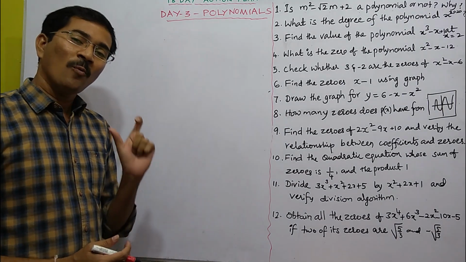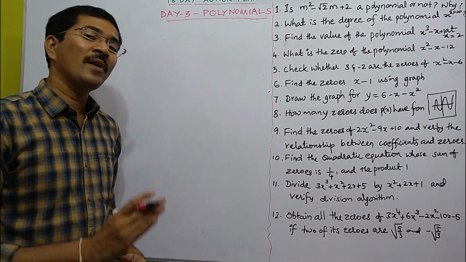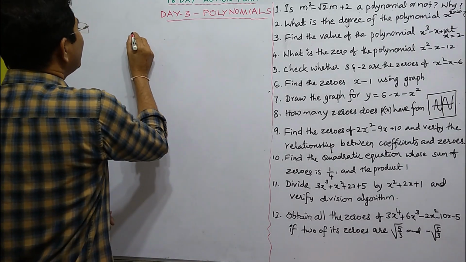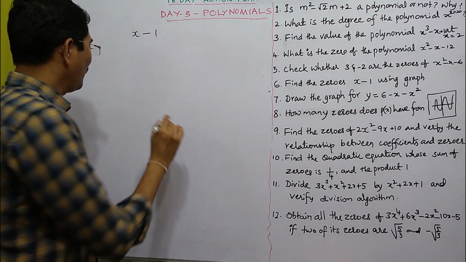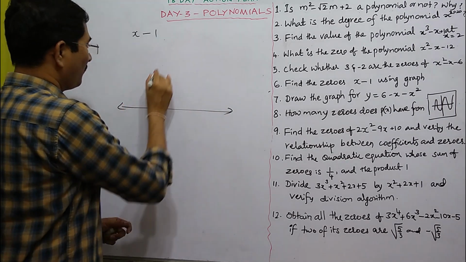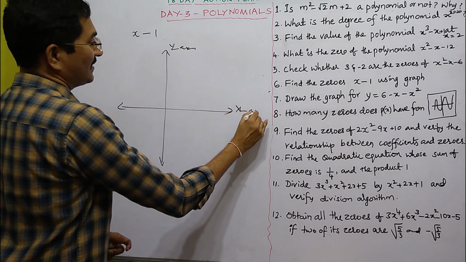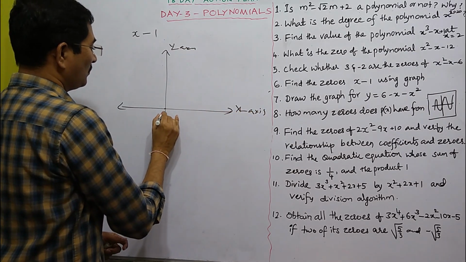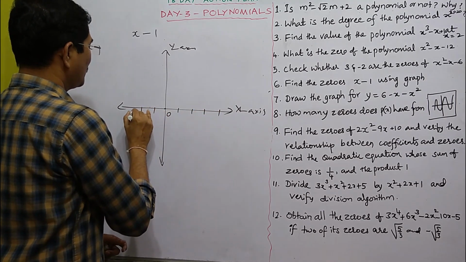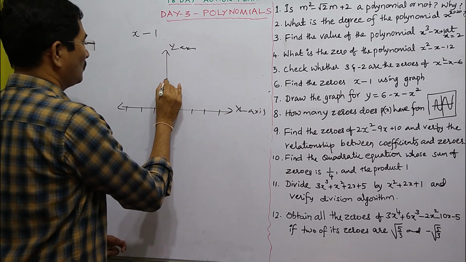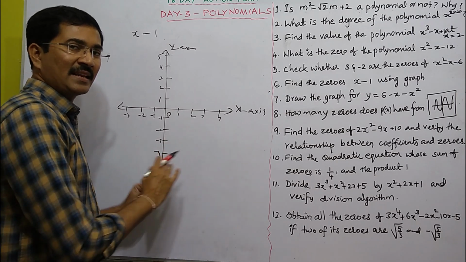Yes. One method of finding is equating it to 0. The second method is we can also find it using a graph. So let us see how we can draw the graph for x minus 1. So simple. We know graph: x-axis, y-axis. So this is the y-axis. So this is the x-axis. We have 0, 1, 2, 3, 4, minus 1, minus 2, minus 3, and 1, 2, 3, 4, 5, minus 1, minus 2, minus 3. So let us take this graph.